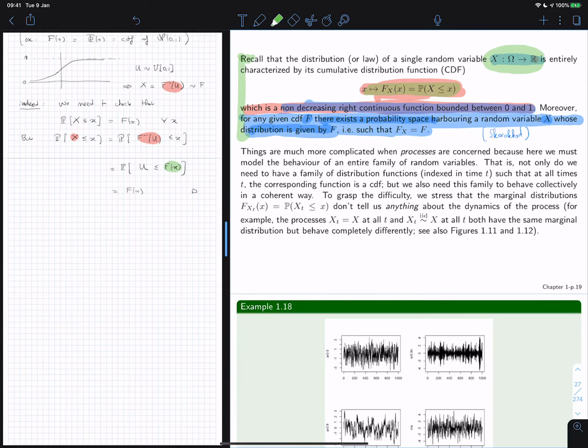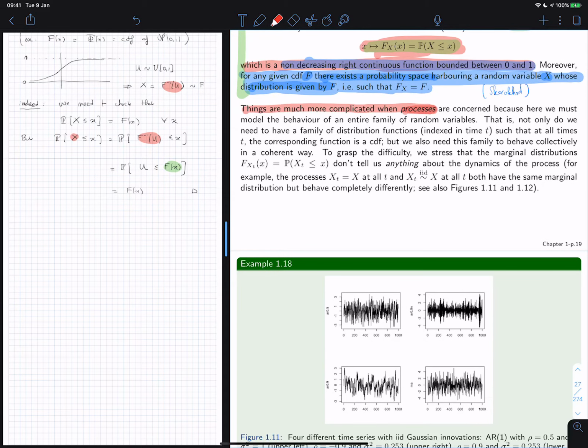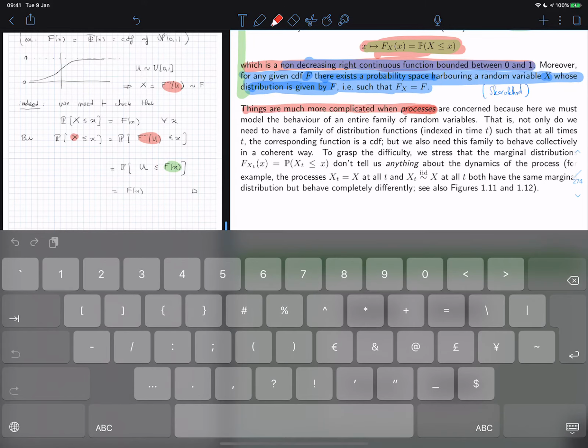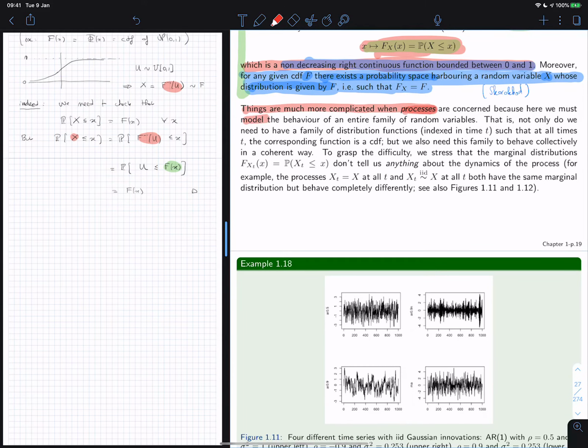However, things are much, much more complicated when processes are concerned. Because here, we don't need to model only the behavior of what happens at time t. We don't need to only model the Xt's. We need to model the whole joint behavior of the family. So we need a whole family of Xt's, and we need to understand how they behave together.